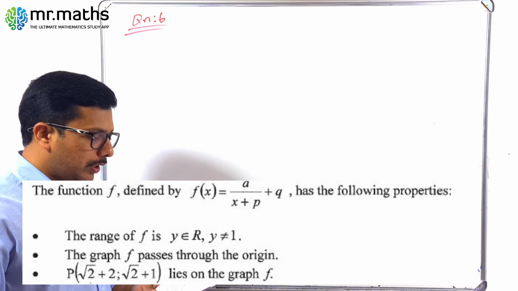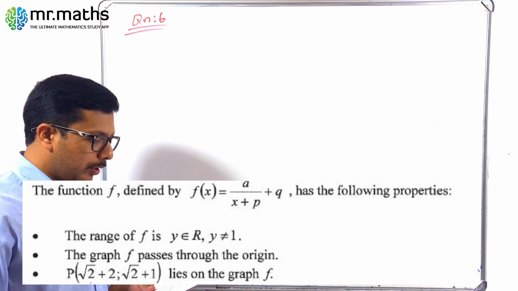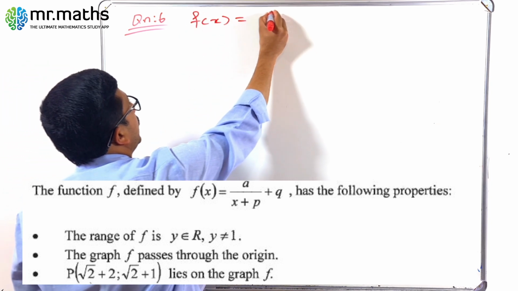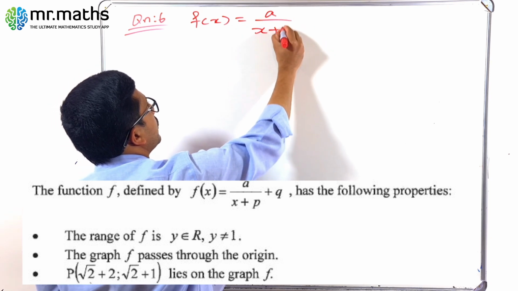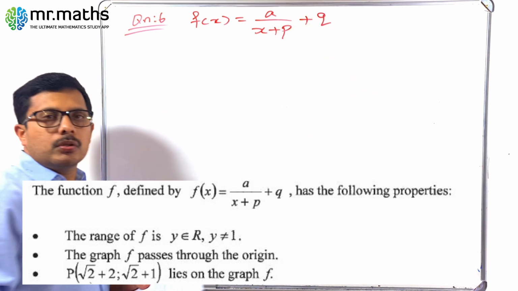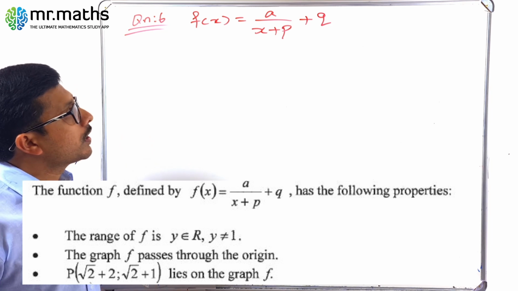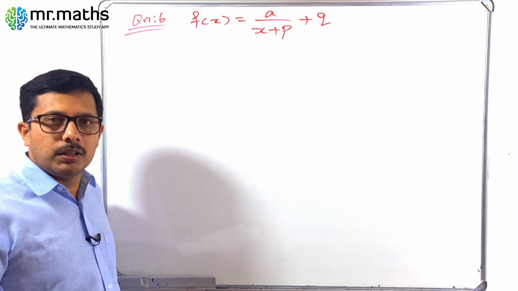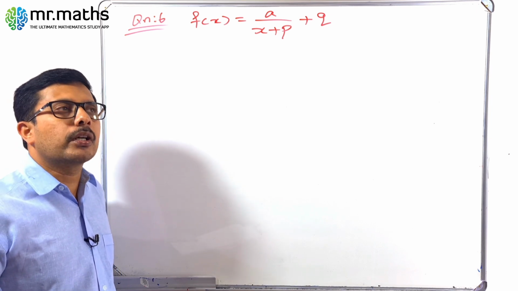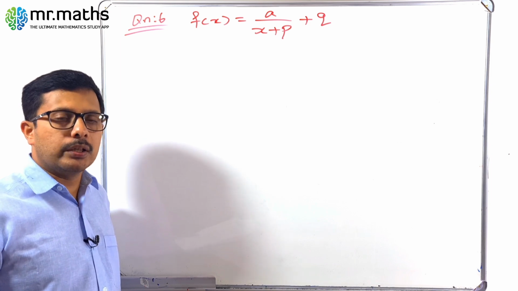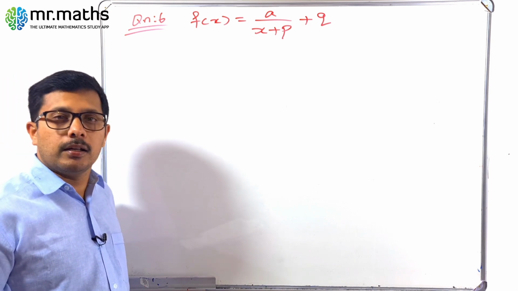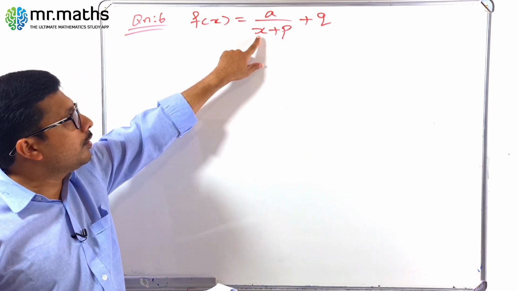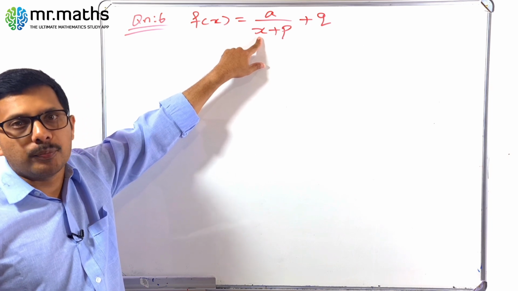Given the function f defined by f of x is equal to a divided by x plus p, plus q. So what type of function is this? Is it linear, quadratic, exponential, hyperbolic or trigonometric? This is a hyperbolic function because the variable is in the denominator. If the variable x is in the denominator, it's a hyperbolic function.